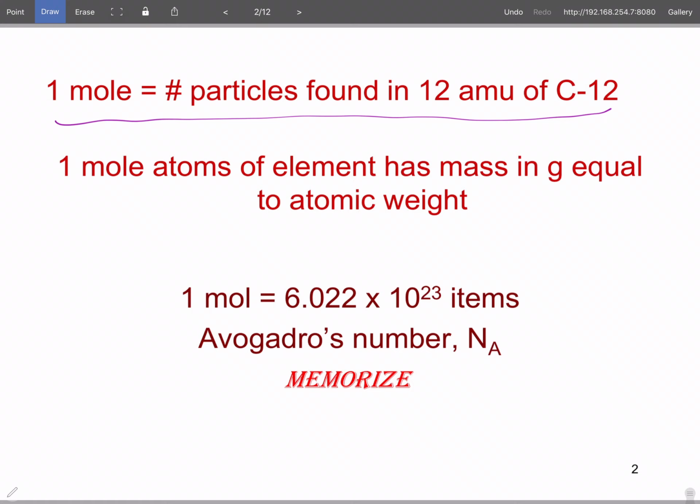So 1 mole of an element has the mass in grams equal to its atomic weight. So if you say a carbon atom is 12.01 AMUs, atomic mass units, then that means that 1 mole is equal to 12.01 grams of carbon. So all it is is a counting number. Now, it's a counting number that you need to know. You may have encountered it before.